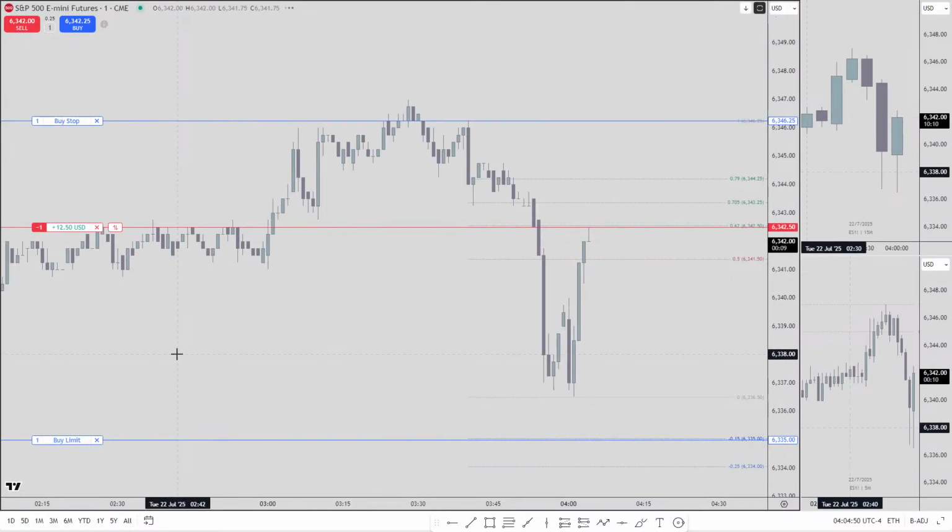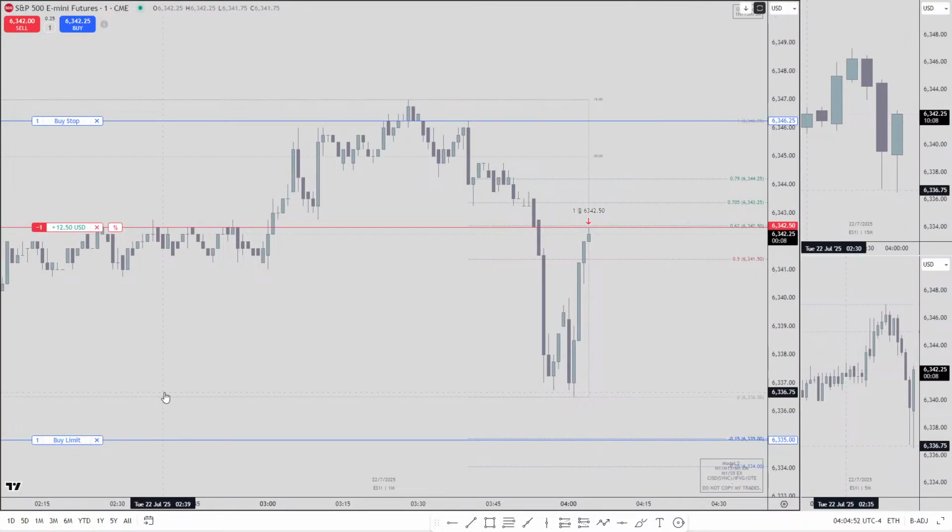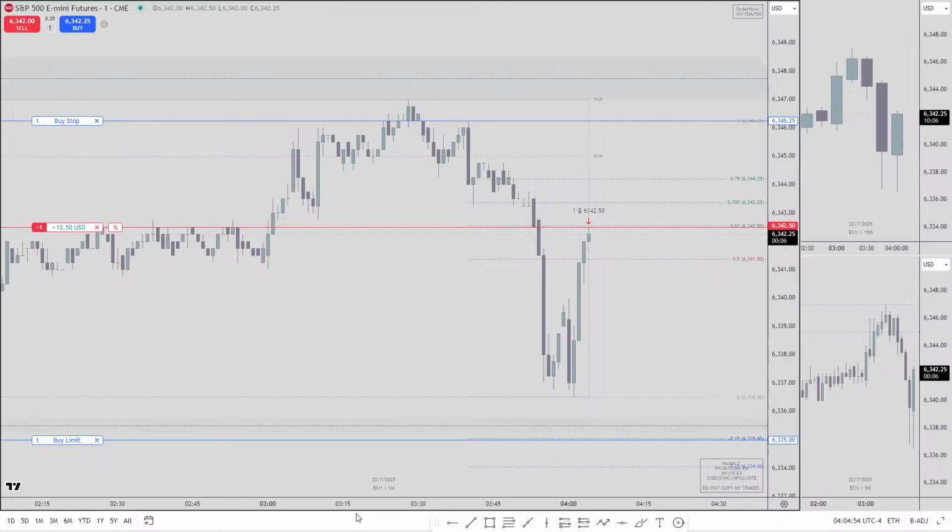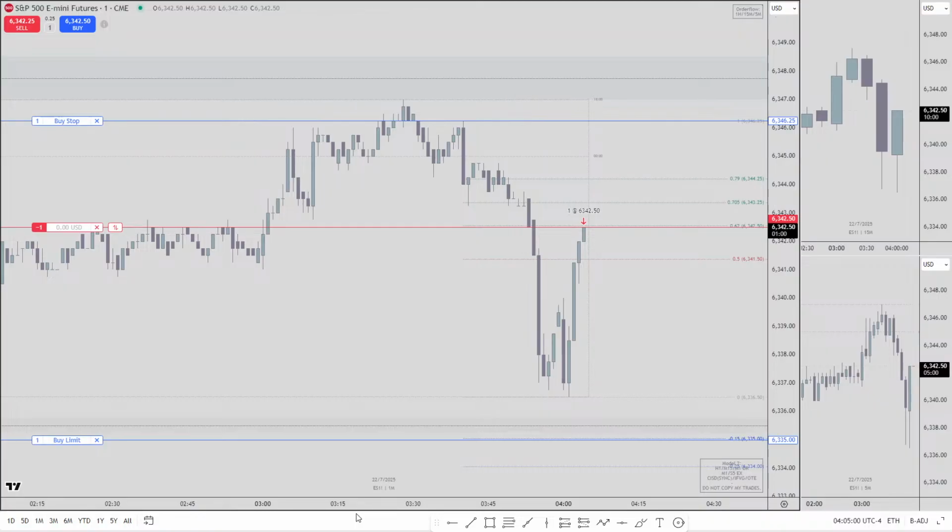I'll be looking at the 1 minute as well. Because if the 1 minute does not react nicely, then that is like a red flag. Okay, so we only have up candles for now. There's no structure on the 1 minute. We have to continue to wait.